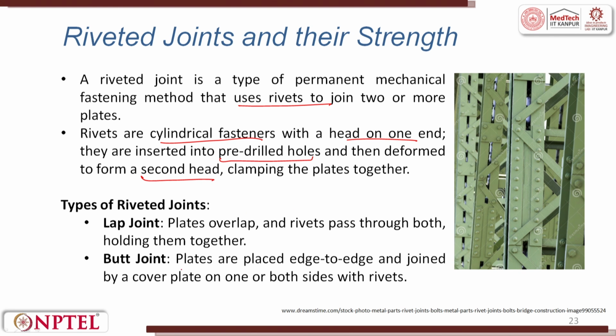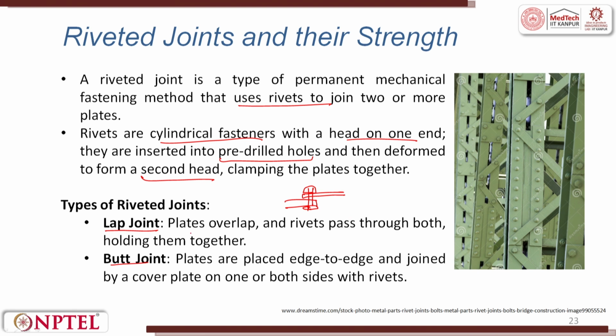Types of riveted joints that we didn't discuss, these could be lap joint or butt joint. Lap joint is when they are only lapped over each other. For example, this is one portion, this is second portion. This is lap joint in rivet. Here we put rivet. So, this is lap joint.